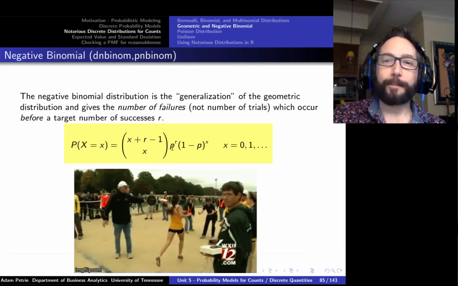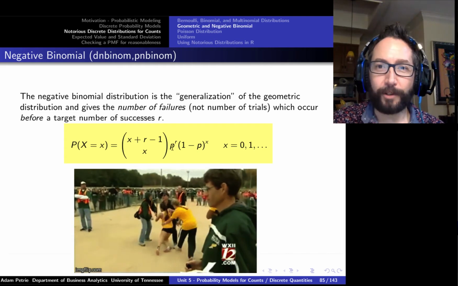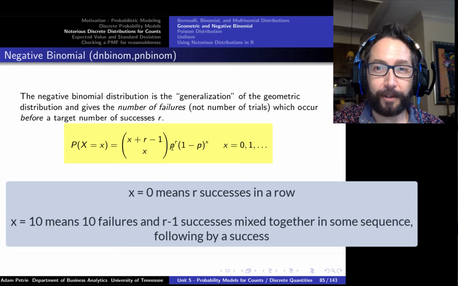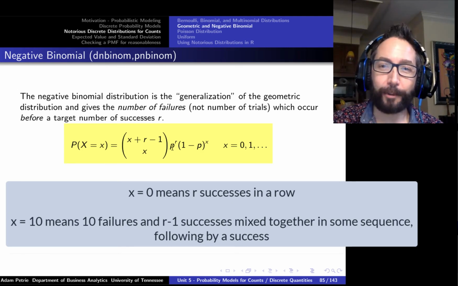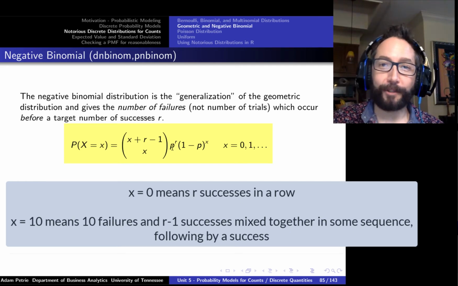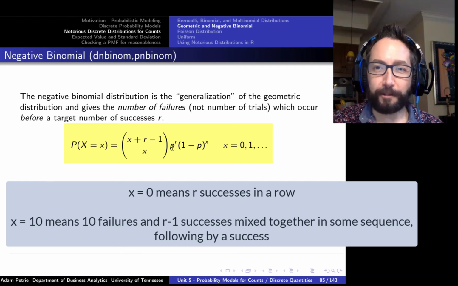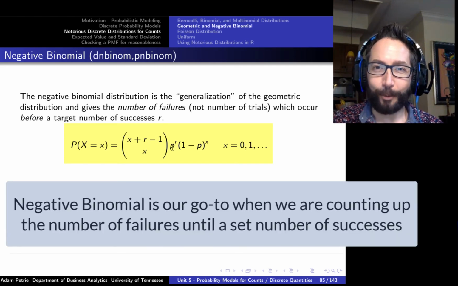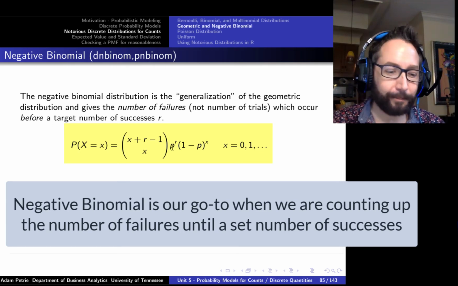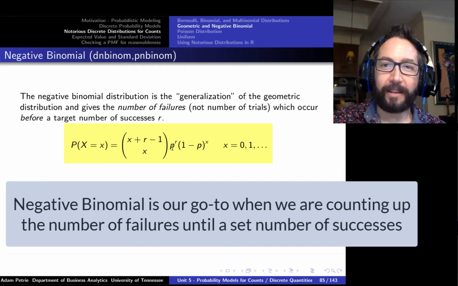So done. The possible values of x are 0, 1, 2, 3, etc. x equal to 0 would mean every single trial resulted in a success. The first r trials were all successful. And so we can see that this negative binomial distribution is very much a generalization of the geometric. If we're interested in the number of failures before success number r, boom, negative binomial is who we're going to run to.